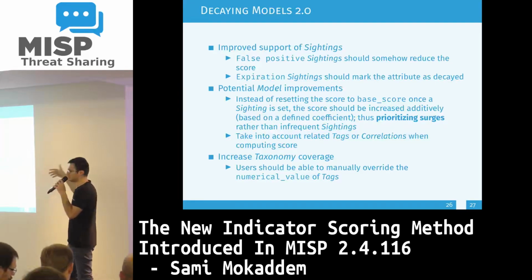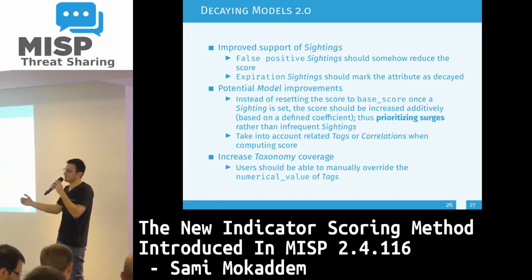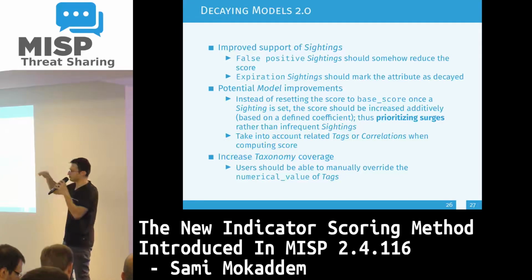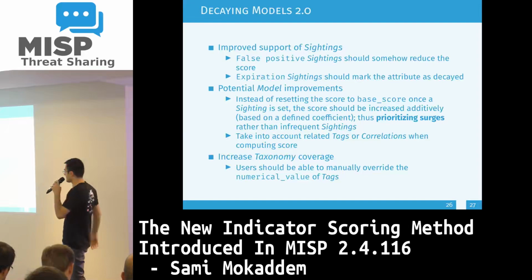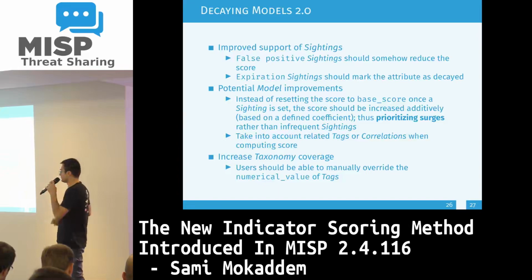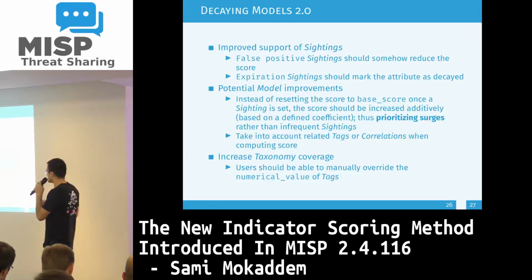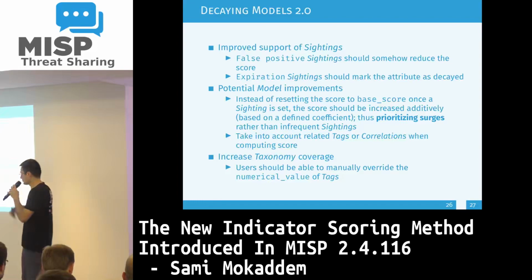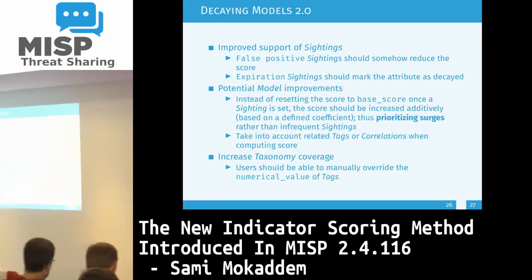Some potential model improvements. Instead of just resetting the score to the base score when an attribute receives sightings, do it differently, like an additive approach where in the end we would prioritize surges rather than just infrequent sightings. So if you just have a sighting on an attribute that is 2 years old, it would have a smaller impact than a lot of sightings on that attribute. And also increase the taxonomy coverage.